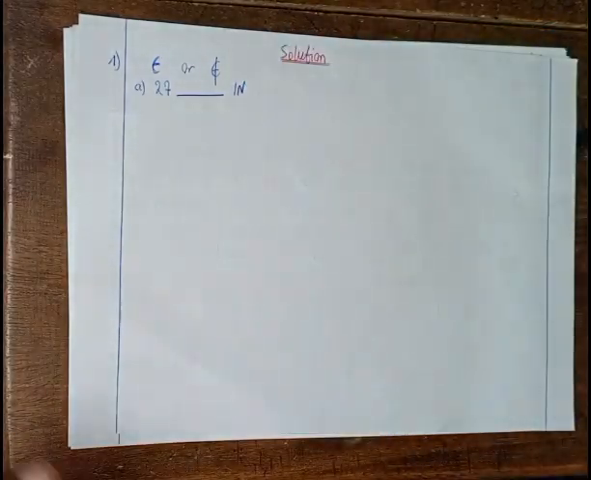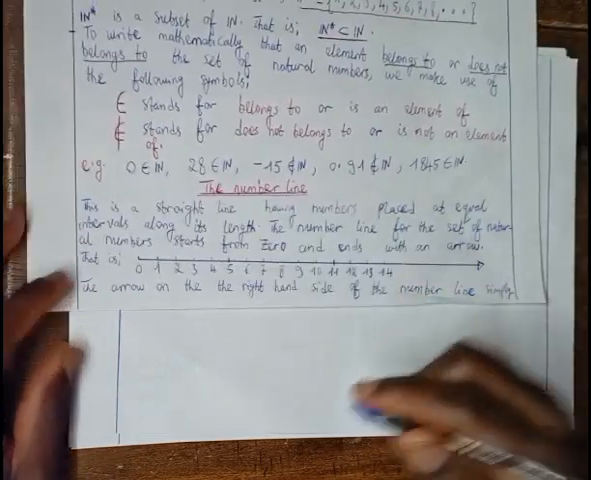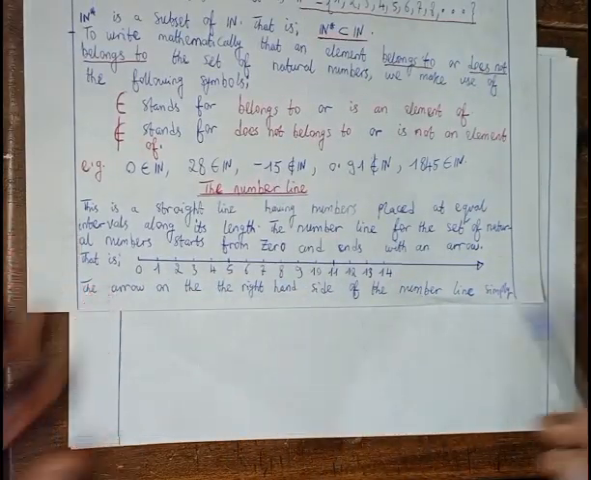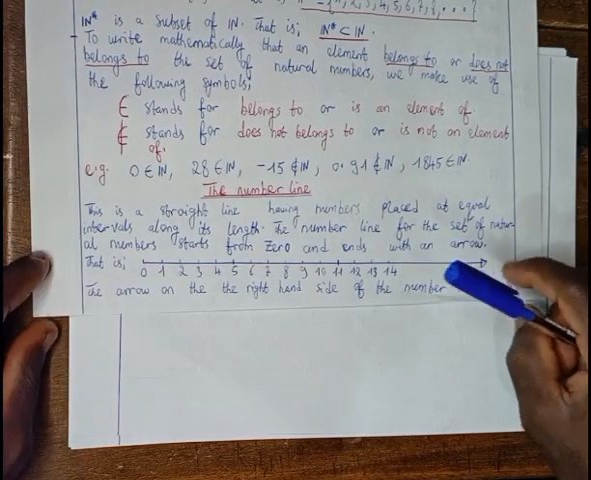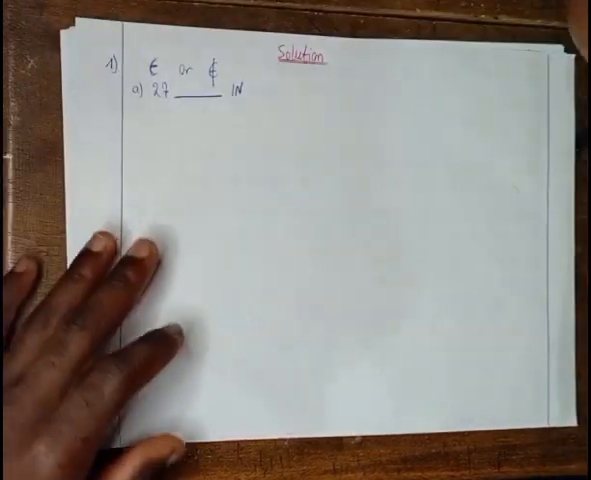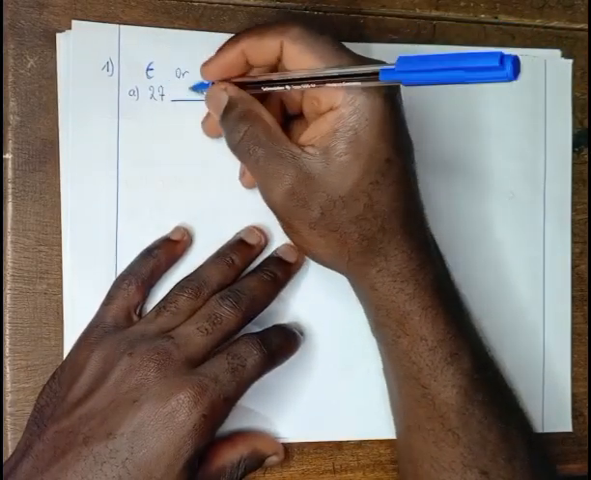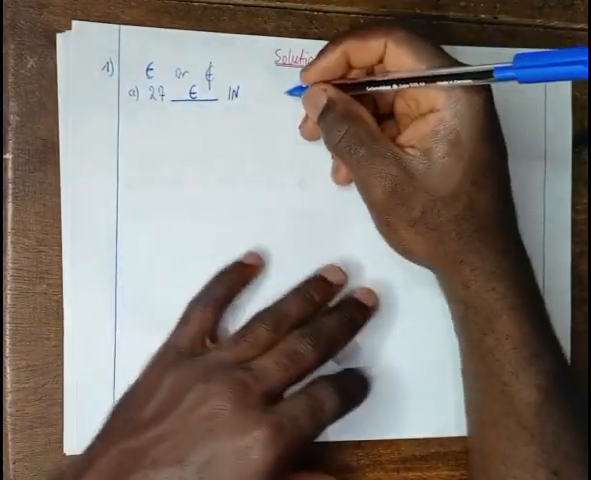First, if we look at our number line, you'll see that if we extend this number line, we are going to meet the number 27. 27 is at the right hand side. So 27 is an element of the set of natural numbers. 27 is a positive whole number. So in this case, we are going to make use of the symbol belongs to.